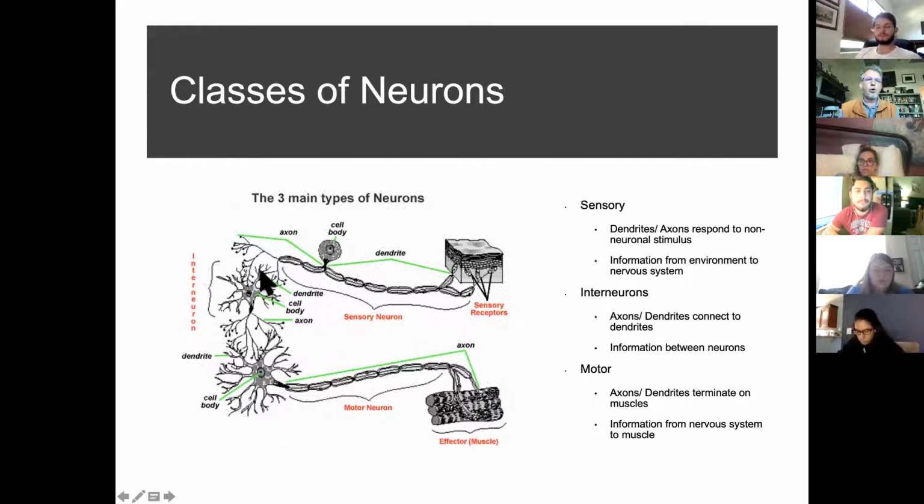We have whole classes of interneurons, whether those are in the brain or other parts, maybe ganglia, or even just dense nerve areas, where the dendrites are connected to other dendrites, and therefore the information is shared from one cell to another. And then we have motor neurons, where the dendrites terminate at an endpoint, such as a muscle, and therefore the information of the neuron is translated into a response of the effector. Does that make sense? Good reminder?